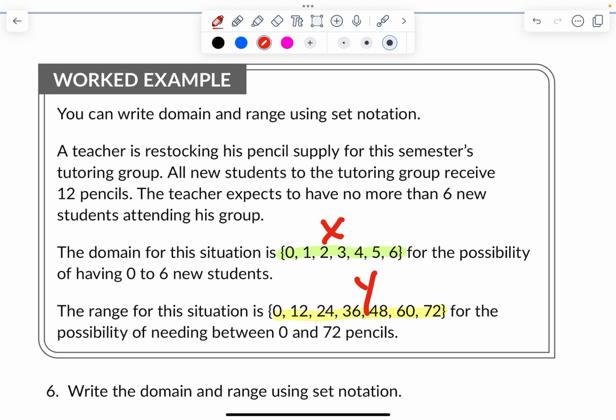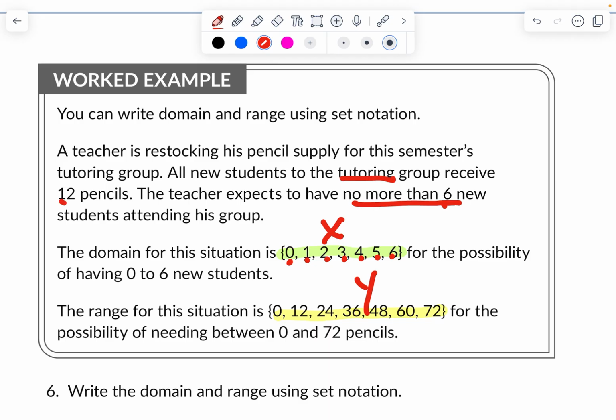You have a teacher and she's going to have students for tutoring. She's going to have no more than 6 kids. Well, how many kids can that be? You can't have 2.5 kids, but you could have 0 kids, 1 kid, 2 kids, 3, 4, 5, 6 kids. Based on the number of kids she has, she's going to have supplies for those kids.